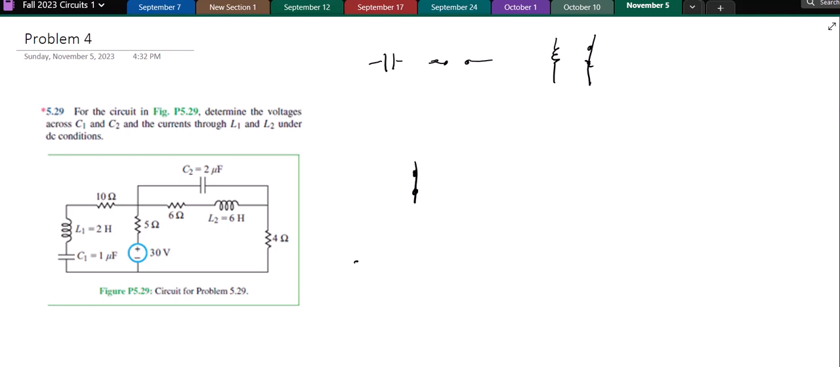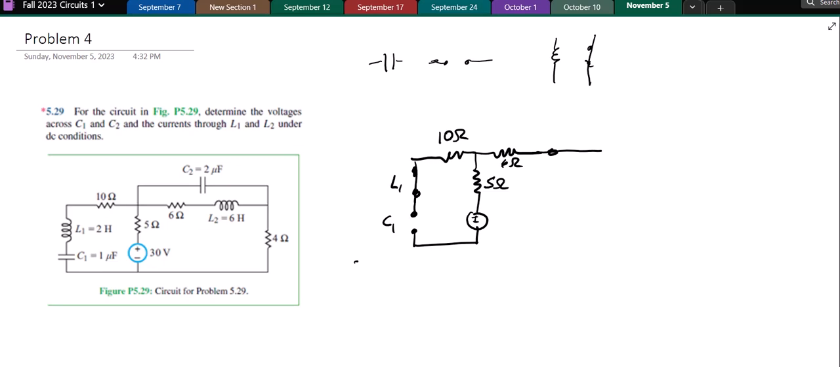So on the left hand side we have L1 as a short circuit, we have C1 as an open circuit, and then L2 is a short circuit, and C2 is an open circuit.